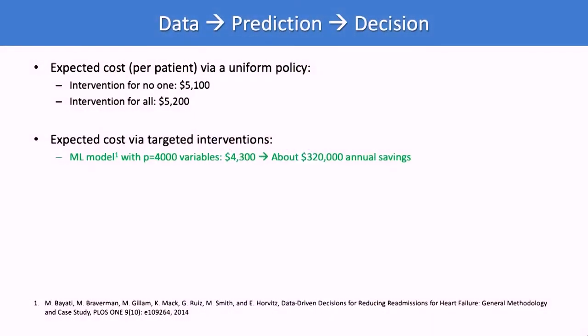But if you do this ML approach and only give the intervention to the patients that have a high risk above a certain threshold, then we showed in this paper several years ago that you can end up with $4,300 per patient. For that single hospital, it would translate to about $300,000 in savings per year. This is just a simple use of machine learning for targeted decision making. There is nothing really fancy here, but the numbers really show that if you do this type of targeted decision making, you get the benefit. Now, this is not alone.